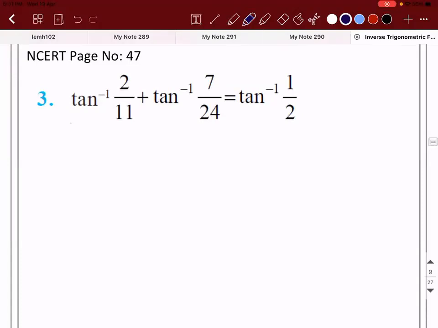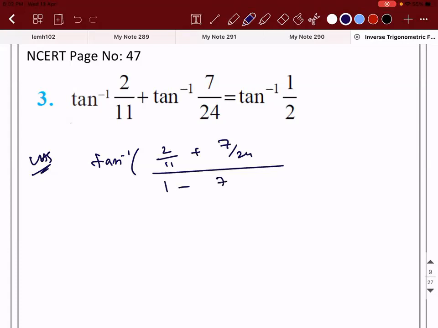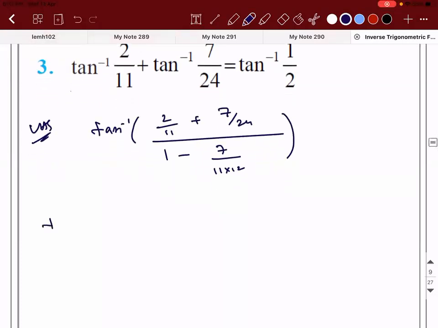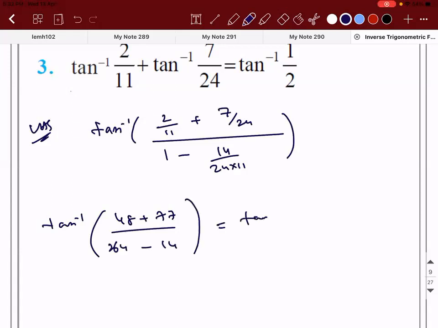What about the third one? Tan inverse of 2 by 11 plus tan inverse of 7 by 24 is tan inverse of half. So take LHS itself. Tan inverse of 2 by 11 plus 7 by 24, divided by 1 minus 14 by 24 into 11. I'll leave it like that because it is easy for me. So tan inverse of what will I get? 48 plus 77 divided by 264 minus 14, so that will be tan inverse of 125 divided by 250. Yes, that is half. So tan inverse of half. That's what they're asking.